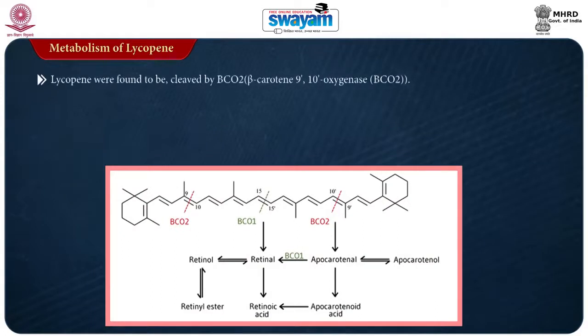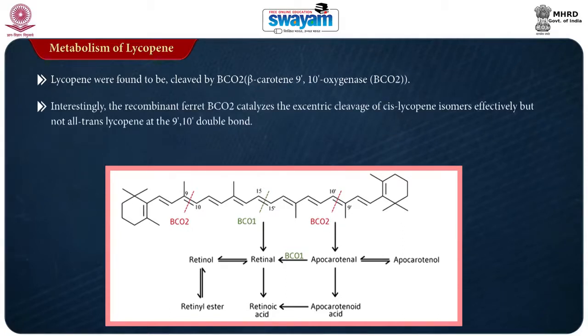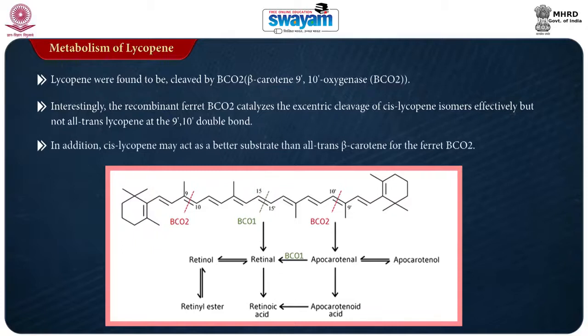Lycopene was found to be cleaved by beta-carotene 9,10 oxygenase, BCO2. Interestingly, the recombinant ferret BCO2 catalyzes eccentric cleavage of cis-lycopene isomer effectively, but not all-trans lycopene at the 9 and 10 double bond. In addition, cis-lycopene may act as a better substrate than all-trans beta-carotene for ferret BCO2.